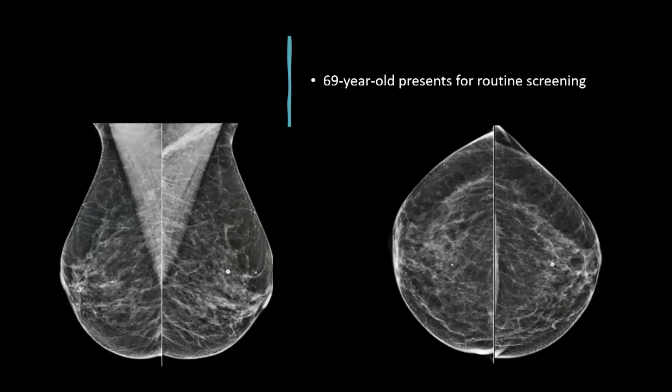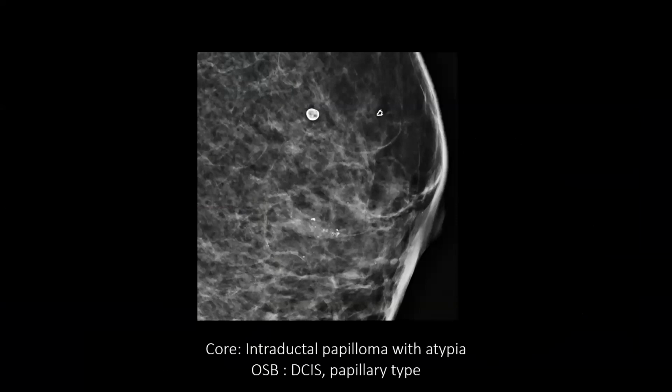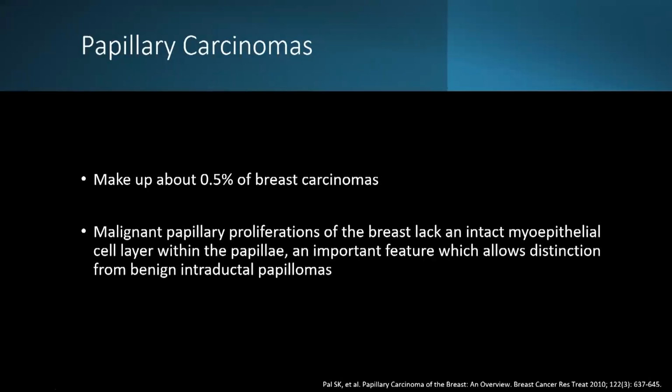This is a 69-year-old. She comes in for routine screening. So if you look, we did magnification. This is the magnification view for calcifications. They were in the subareolar area. So we biopsied them with stereotactic vacuum needle biopsy, and this was an intraductal papilloma with atypia. She's older. It's atypical. It came out. So on surgical excision, this was ductal carcinoma in situ, papillary type.